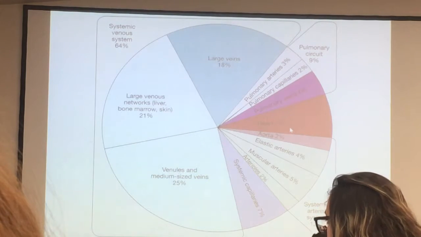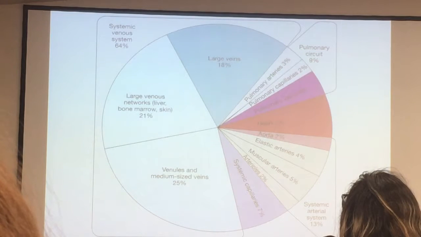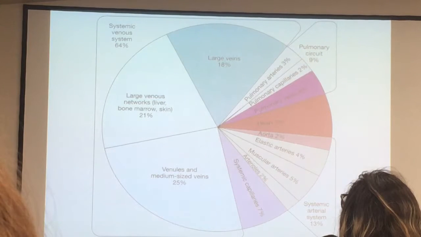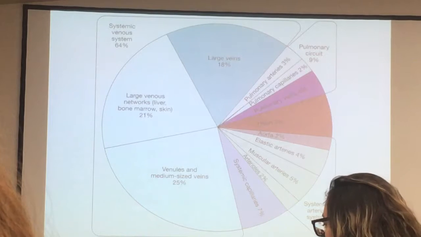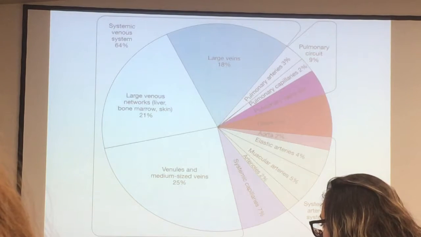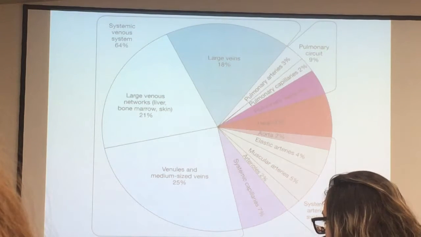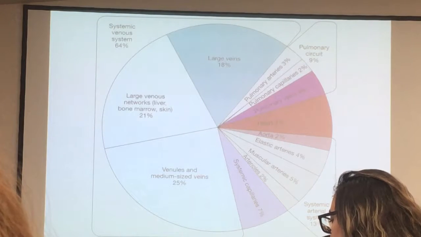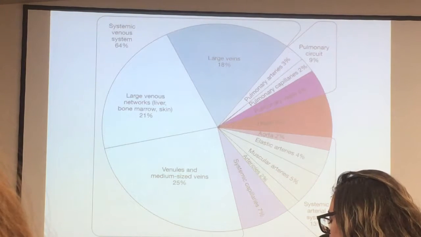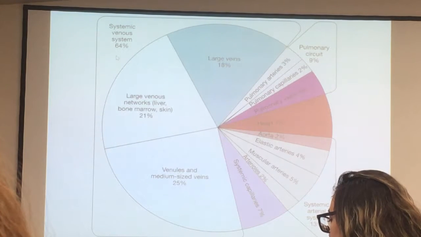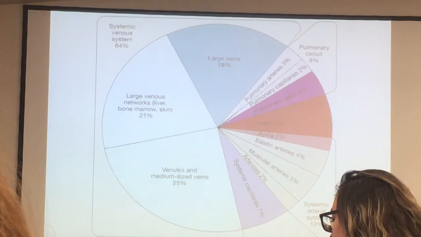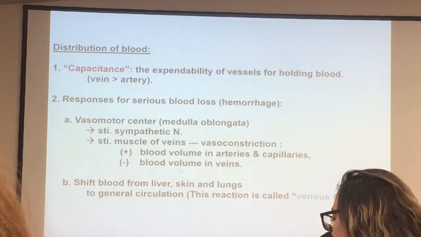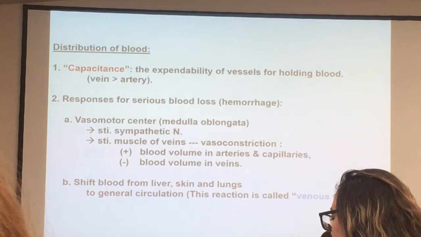Okay. So if I have a multiple choice question and ask, in most of our body, the blood is located or accumulated where? Multiple choice: vein, artery, capillary, heart, lung. Okay. The answer is vein. The answer will be vein. How much? Just say about 2/3 of the blood is in the vein. Okay. And so the vein has the highest capacitance.